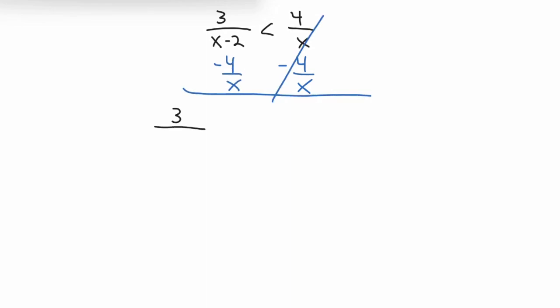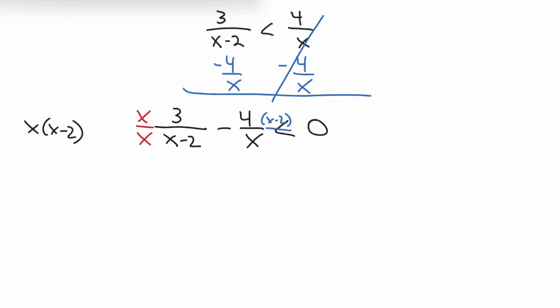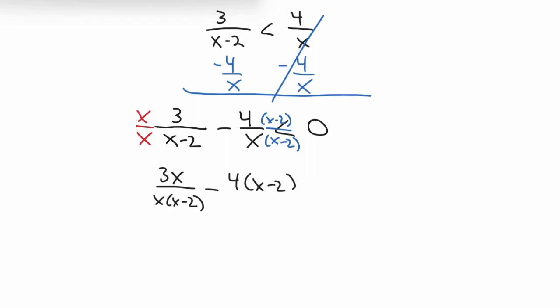Then you just have 3 over x minus 2 minus 4 over x is less than 0. Next, what we need to do is get a common denominator. So the common denominator is actually going to be x times x minus 2. So we need to multiply the first one by x over x, and then multiply the second one by x minus 2 over x minus 2. So then we have 3x over x times x minus 2 minus 4 times x minus 2 all over x times x minus 2 is less than 0.